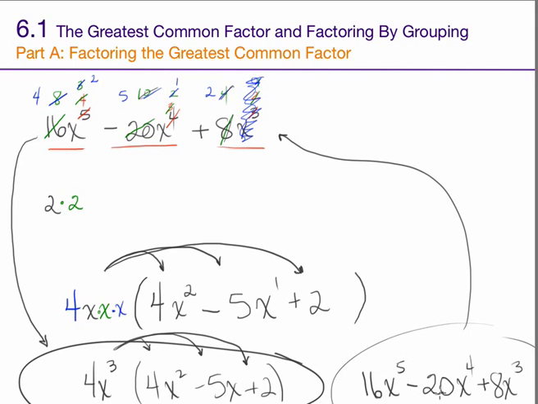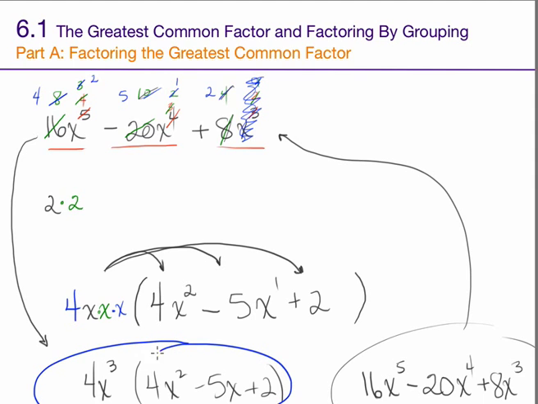This last piece, though, was just me checking my work, checking my answer. The answer I was checking was this here. This is my final answer. This expression, with the GCF factored out, contains the greatest common factor and another factor with what's left over.